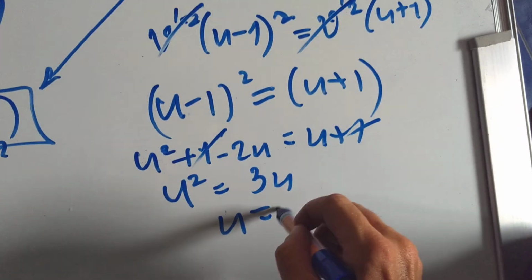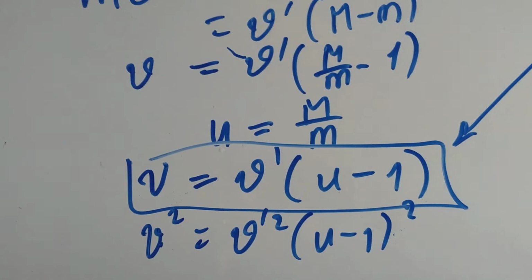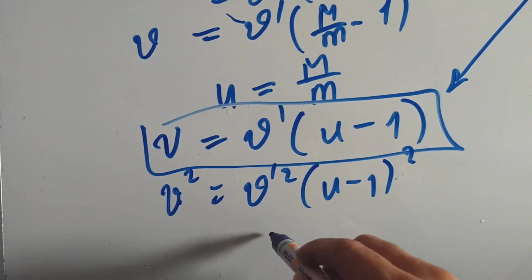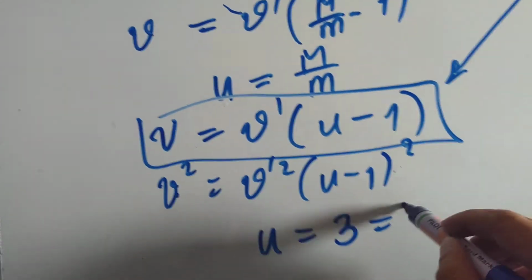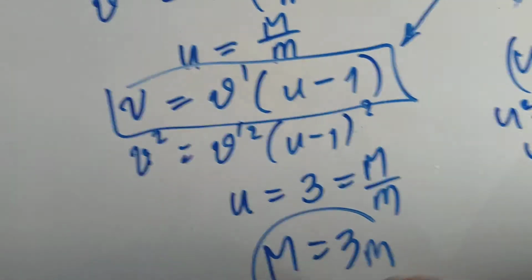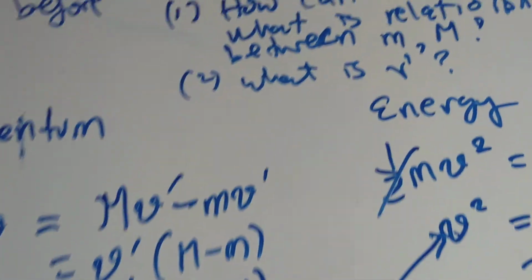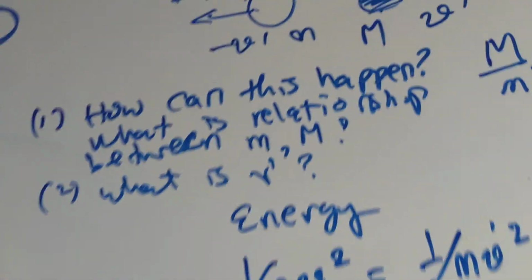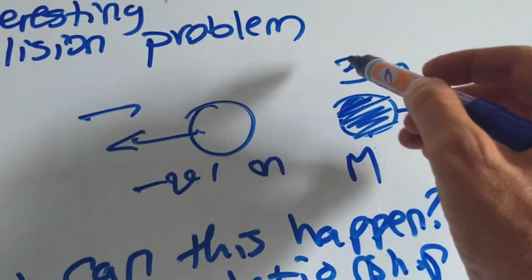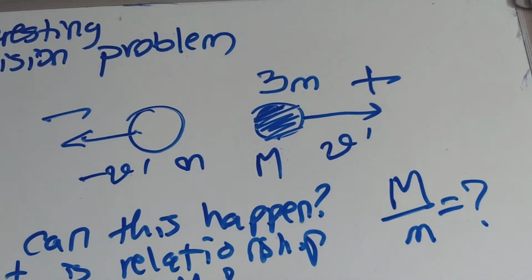u equals 3. If u equals 3, well, what does that imply? u equals 3 equals big M over little m. Big M must be 3 little m. There we go. Incredible. And so, look at this. We have solved this part. This is 3 little m. This is 3 times heavier than this one. Is that what your intuition told you?